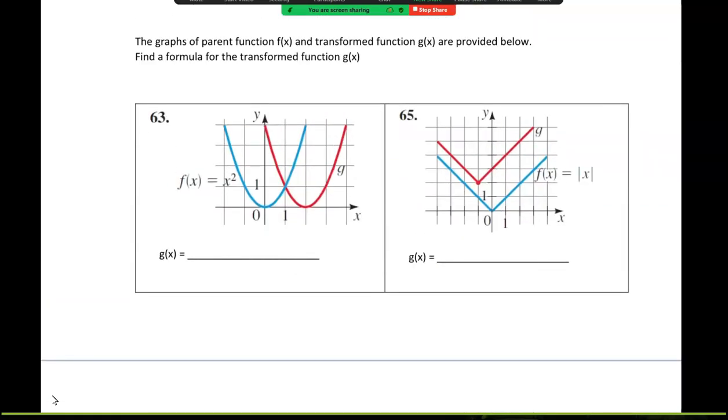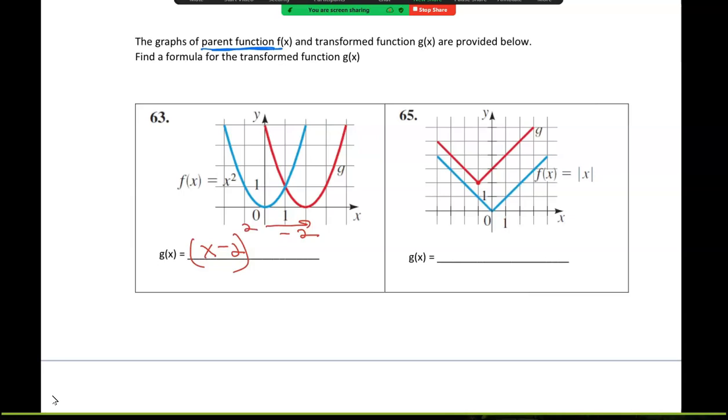63. They give you a picture, and it says the graphs of the parent functions and transformed functions are provided below. Okay, so in all of these cases, the parent functions are red. No, are blue. So let me change that. Let me go back, because you have to know what's the parent, right? So the parent's going to be blue. So you want to figure out what happened to the parent to make the red. So this parent is x squared. I'm moving along the horizontal axis this way by 2. So that's going to be negative 2 close to the x. X minus 2. And you have to square it because that was the parent function.